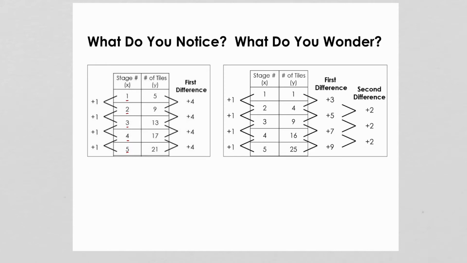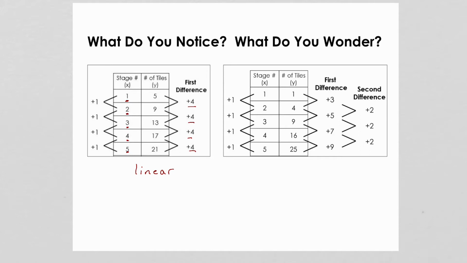I noticed that in this first table here, my stage numbers are increasing by 1 each time: 1, 2, 3, 4, 5. And I noticed that my y values are increasing by 4 each time. From 5 to 9 is 4, from 9 to 13 is 4, 13 to 17, 17 to 21. Well, this looks very similar to something we did last semester, and we call this a linear pattern because it has a common difference each time. That term sounds familiar. When we did arithmetic sequences, we talked about a common difference.